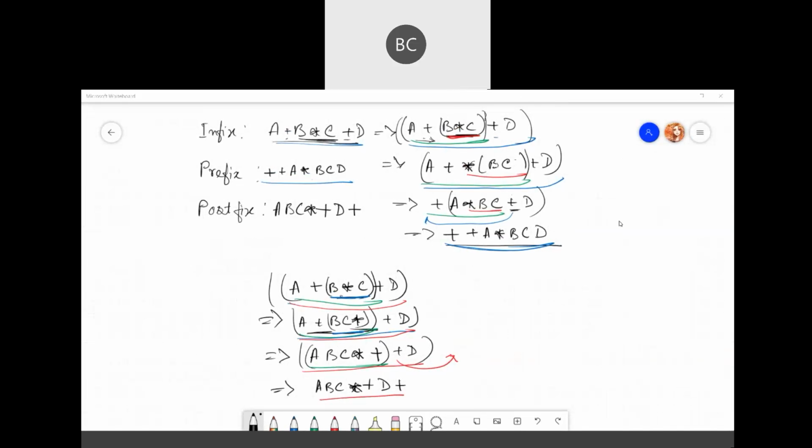Got the idea? I know it will be a bit confusing initially. The more you practice, the easier it will be. Infix is the general one, and in prefix you put all the signs before the operands. In case of postfix, you put all the signs after the values. Next class I will explain more.